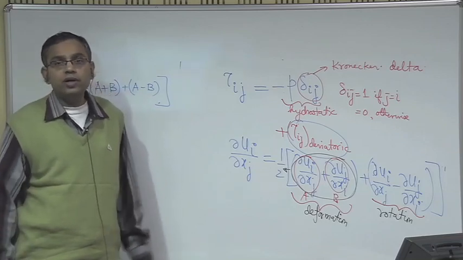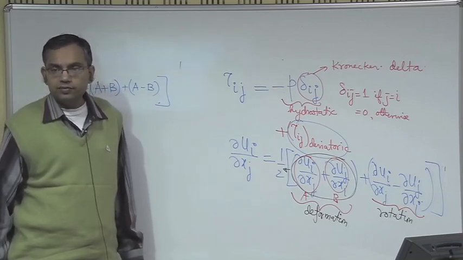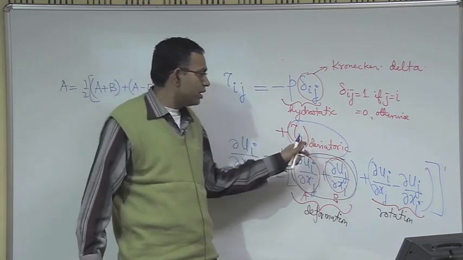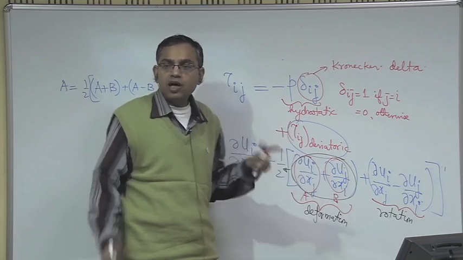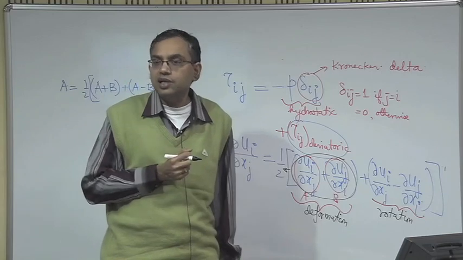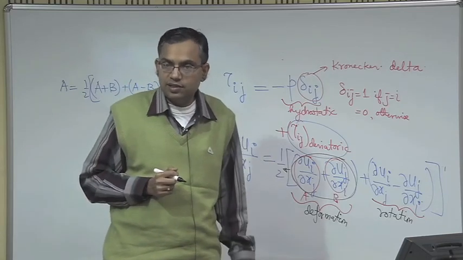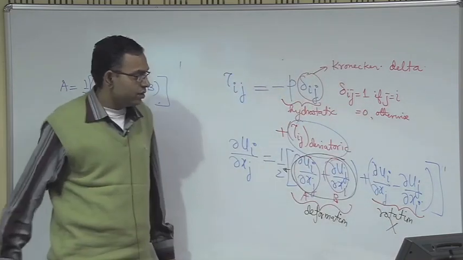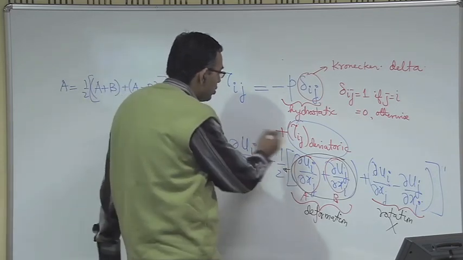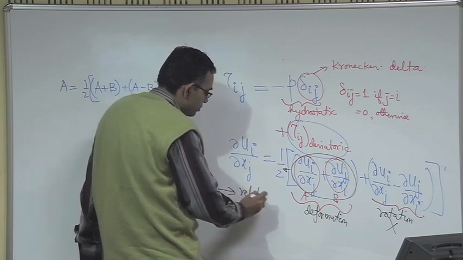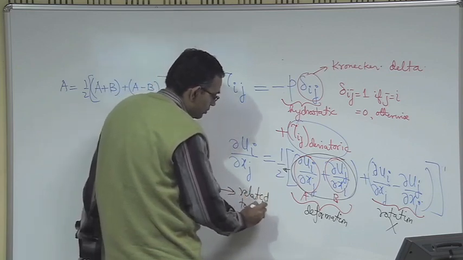So, the rotation of the fluid, what do you relate it to? You do not relate the rotation of the fluid with the stress, right? Because rotation is a rigid body type of behavior, and a rigid body will not be subjected to stress. It is a deformable body that is subjected to stress, right? So, rotation is not something about which we will bother for the time being. So, tau i j will be related to deformation.